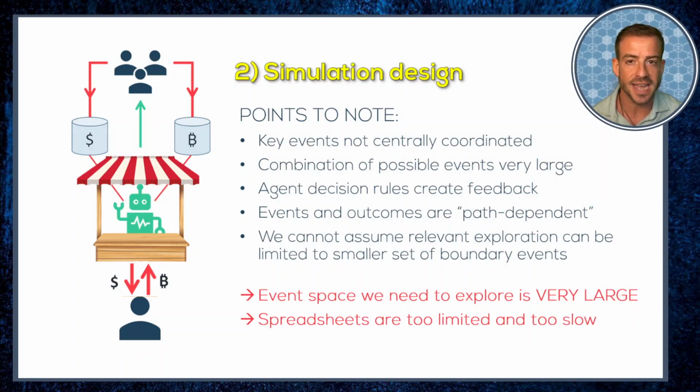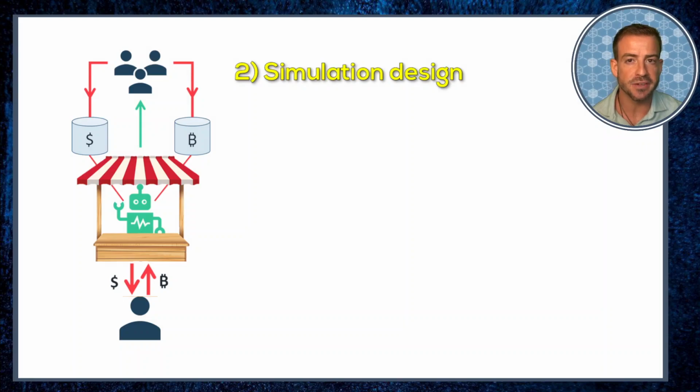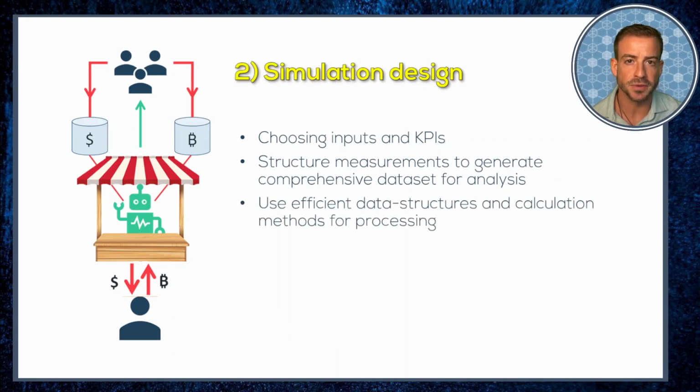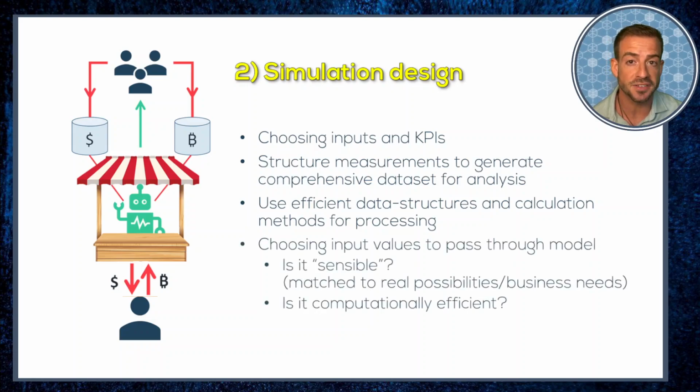So it's better for us to get rid of all the processing overhead that's tied up with a spreadsheet's visual environment. To actually specify the simulation process, we need to think about our inputs, outputs, how we structure these data to generate a comprehensive record that we can efficiently and informatively analyze when the simulation is done, and perhaps how we structure these data variables to be processed efficiently by the simulation process. We also need to give some thought about how we select input values to pass through our model and whether this makes sense, if it's realistic, or whether it's efficient.